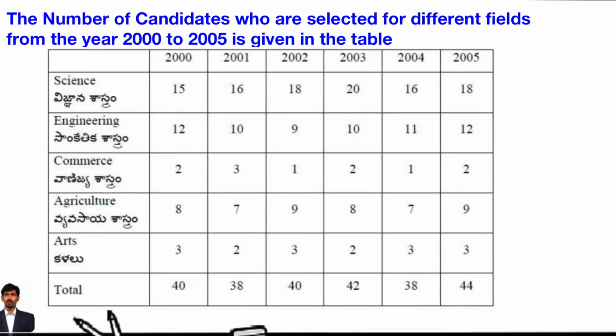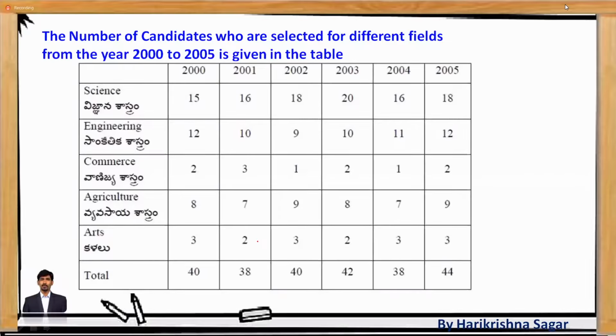So let's start with the tables. If you observe the question projected here, follow the instructions which I have given previously. As soon as you see any question, first read the label. That will give you more clarity to understand your question. The label here is: the number of candidates who were selected for different fields from 2000 to 2005 is given in the table. What are the fields? Science, engineering, commerce, agriculture and arts. These are the 5 different fields.